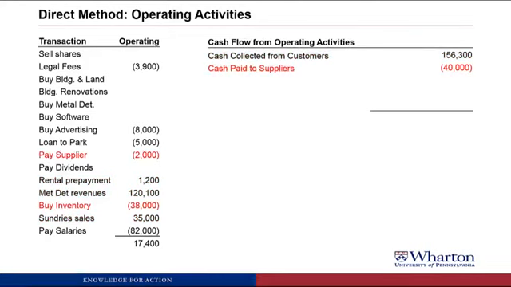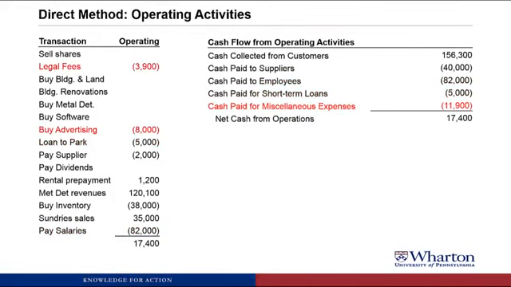Continuing on, we paid $2,000 cash to our supplier, and we bought an additional $38,000 of inventory with cash. Add that up, cash paid to suppliers is $40,000. Cash paid to employees for salaries and wages was $82,000. Cash paid for short-term loans was $5,000. And then I'll combine legal fees and advertising into cash paid for miscellaneous expenses of $11,900.